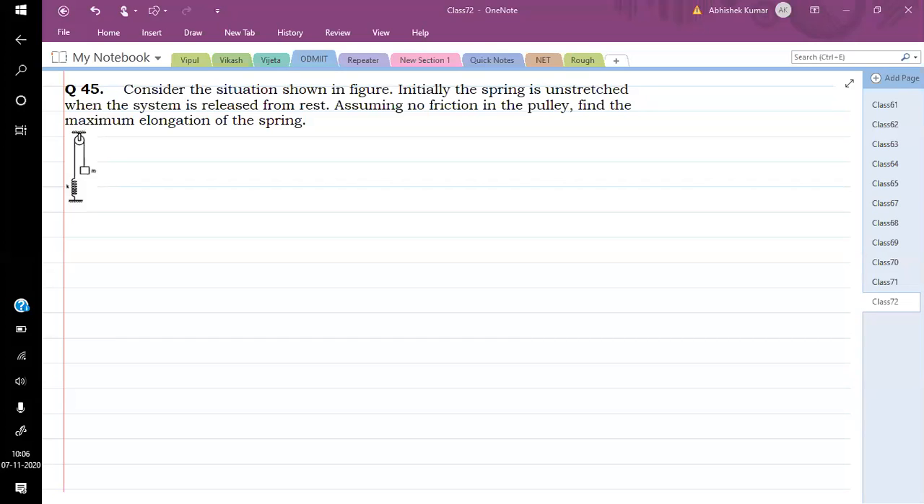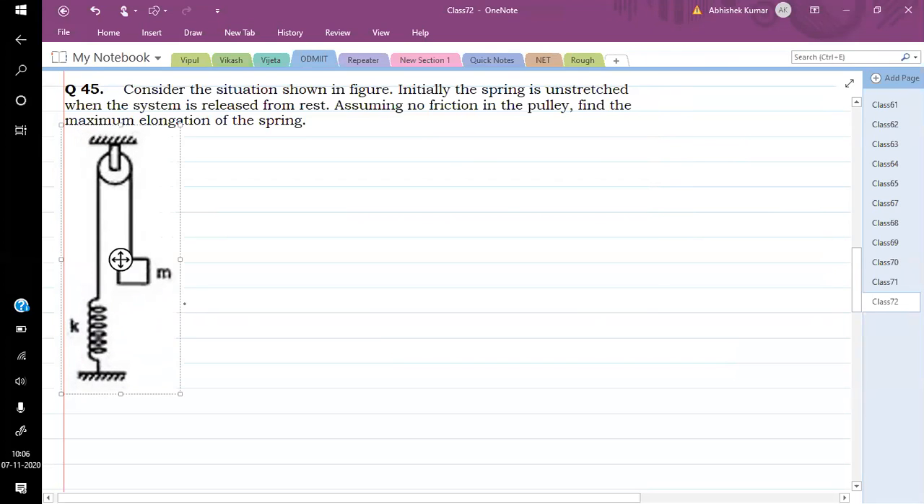Okay, so initially the system was relaxed. So it is saying initially the spring is unstressed. Okay, spring is unstressed. So system is released from rest. Assuming no friction in the pulley, find maximum elongation of the spring. So how do we solve it?